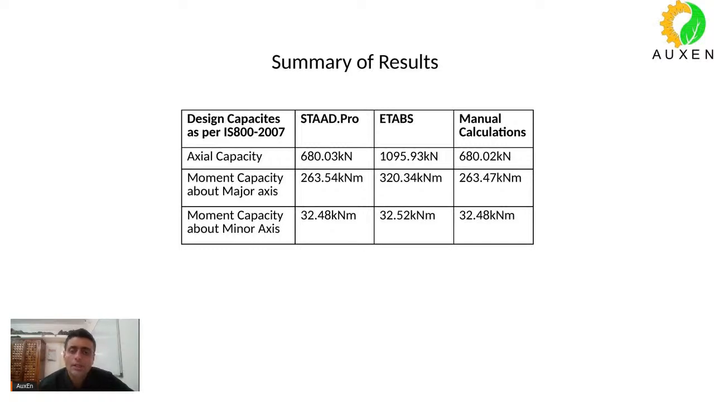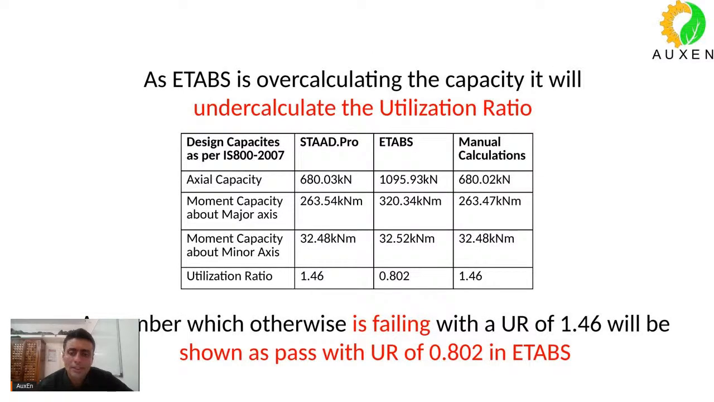Now, if ETABS does not consider slender web effect, what will happen to the utilization ratio? Tell me. What will happen to the utilization ratio? Will it calculate conservatively or will it calculate the utilization ratio on the unsafe side? What do you think? So if it is over calculating the capacity, you have to understand that it is actually going to under calculate the utilization ratio. Are you getting this point? Because it is over calculating the capacities, it is going to under calculate the utilization ratio.